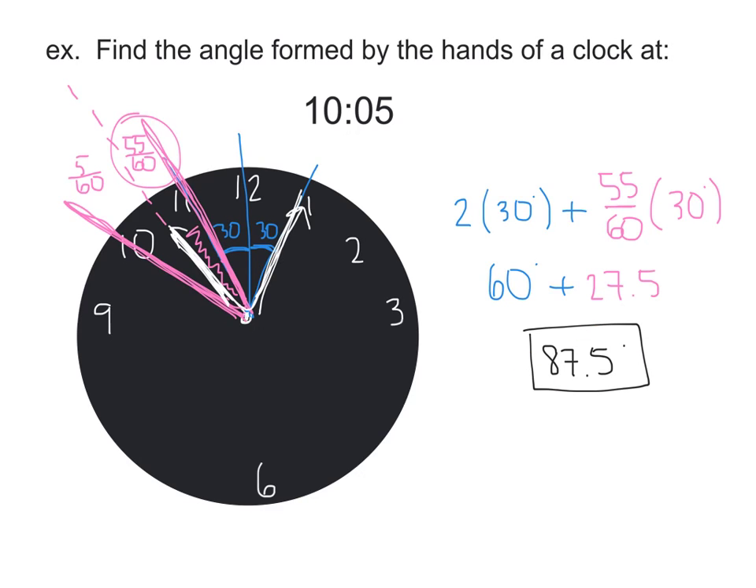Okay, let's look and see if that makes sense. So if the hour hand was exactly on the 10, it would be 1 section of 30, 2 sections of 30, 3 sections of 30, which would be 90 degrees. This has traveled a little past the 10, so my answer has to be a little less than 90. So 87.5, yeah, that's reasonable.